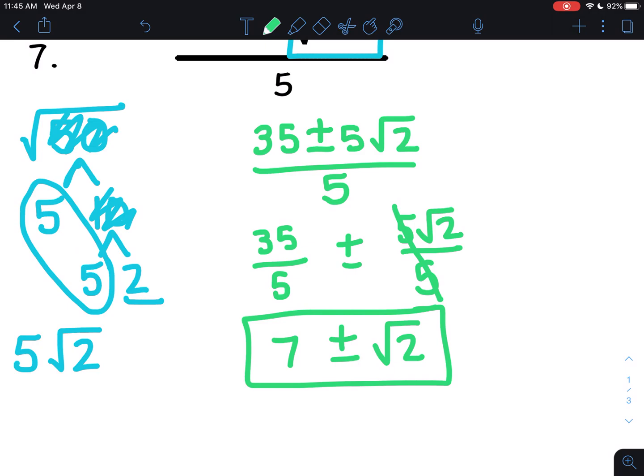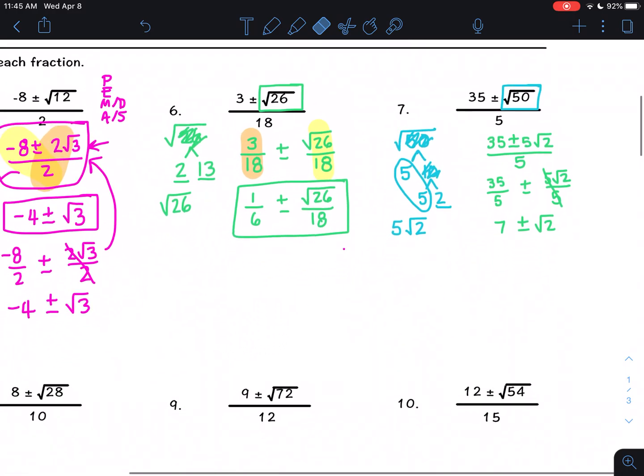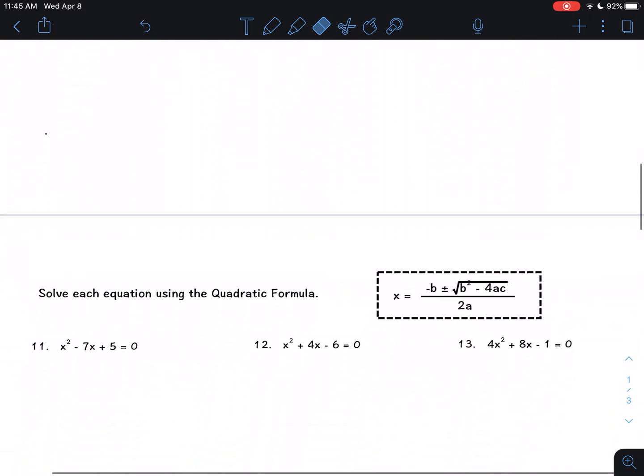Okay, remember, common issues I see, people try and combine the 35 and the 5 first. You cannot do that because of the order of operations. You are multiplying the 5 and the radical 2. So you cannot do anything else. All right? So this is how we're going to work with simplifying our fractions in the quadratic formula.